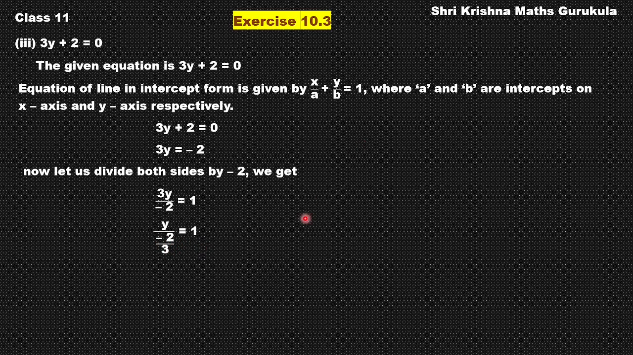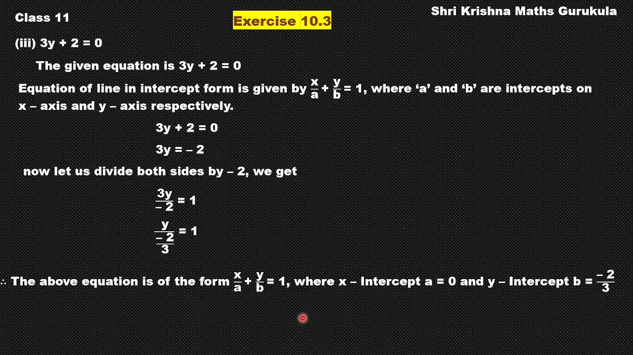So have we brought it to standard form? Yes. If you want to specify, you can also write 0 into x. Correct? Yes. Otherwise, you can write only this much. Now, on comparing it to standard form, x-intercept is 0. There is no x term, right? X-intercept is 0 and y-intercept is minus 2 by 3.